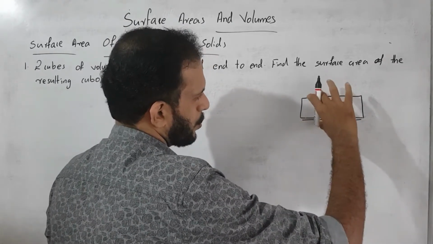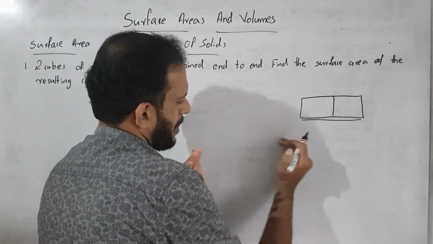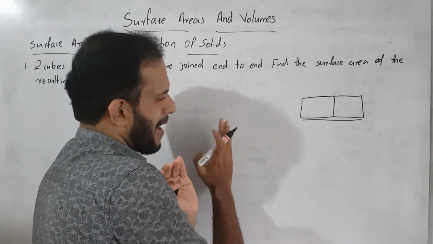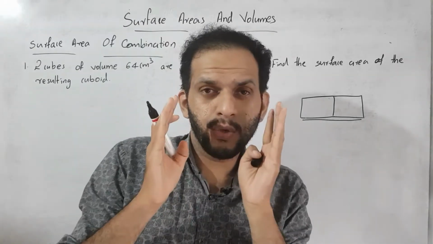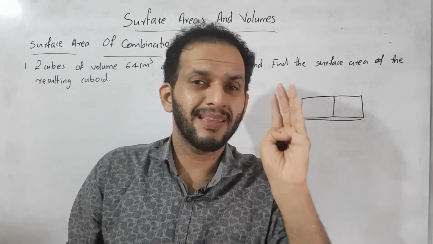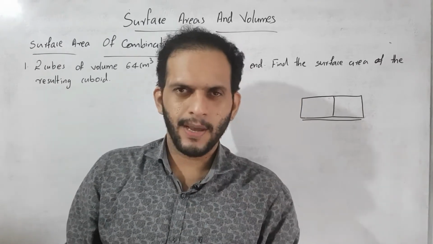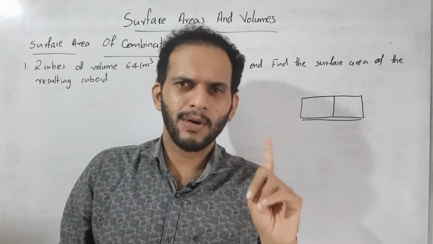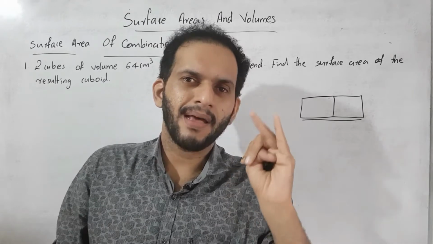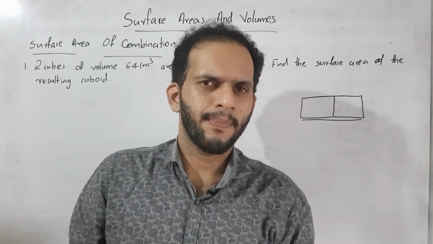If we join two cubes, placing them next to each other, it affects only the length of the cuboid. There is no change in the breadth and the height. When two cubes are joined to form a cuboid, the change is only in the length of the cuboid. The breadth is the same as the cube, the height is also the same as the cube, but the length will increase. Okay, that is the idea.